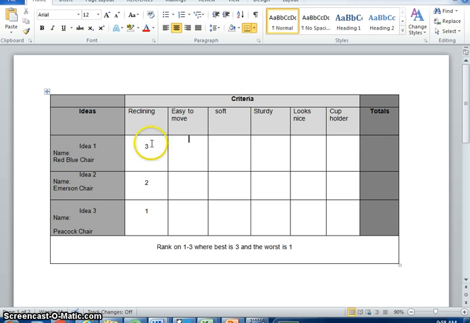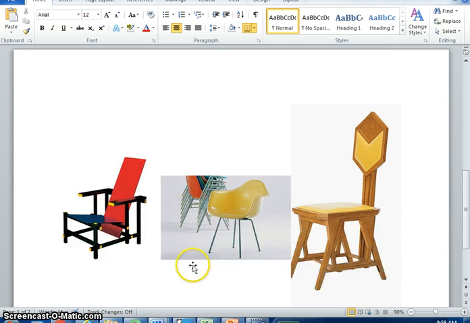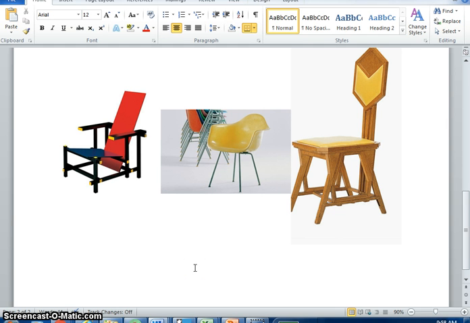Okay, so we fill it in vertically because we're ranking each one to each other, right? Yes. So now we have to talk about which one you think is the easiest one to move. You're going to vote on which one you think is the easiest to move. You don't know, but we're trying our best, just trying to figure out the best we can.